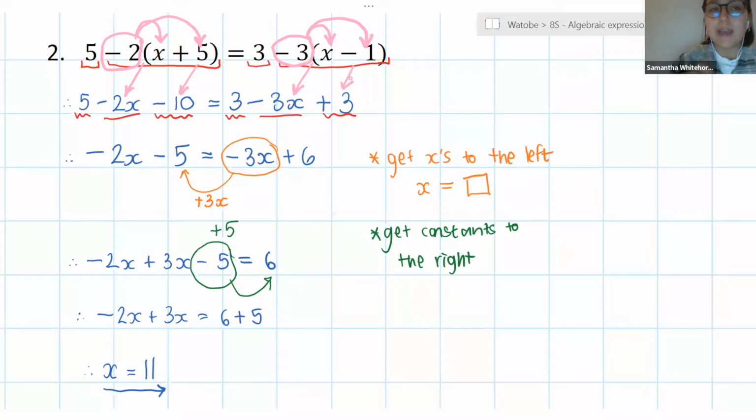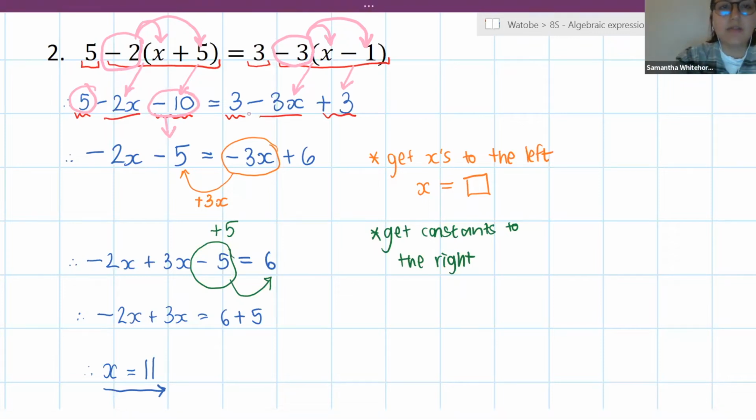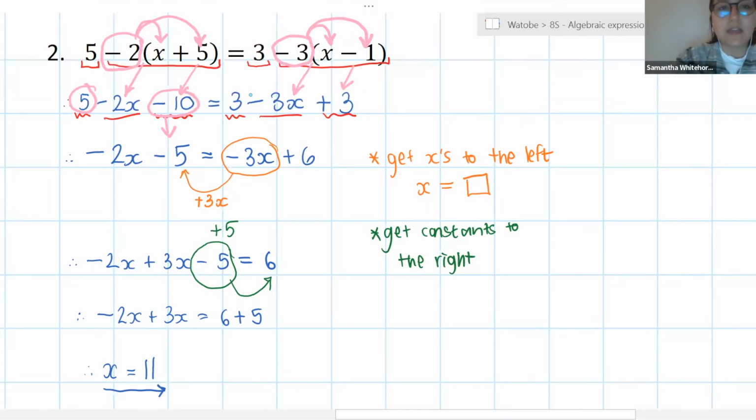I then saw I had like terms. So that -10 and the +5 are like terms, and 5 minus 10 gives me a -5. So I'm just simplifying up either side. The same thing can happen on the right. On the right-hand side, I see that I've got a +3, and 3 plus 3 we know is 6. So I've just neatened up either side. It makes it easier to work with. If you don't do that, it's absolutely fine. You will get the same answer.